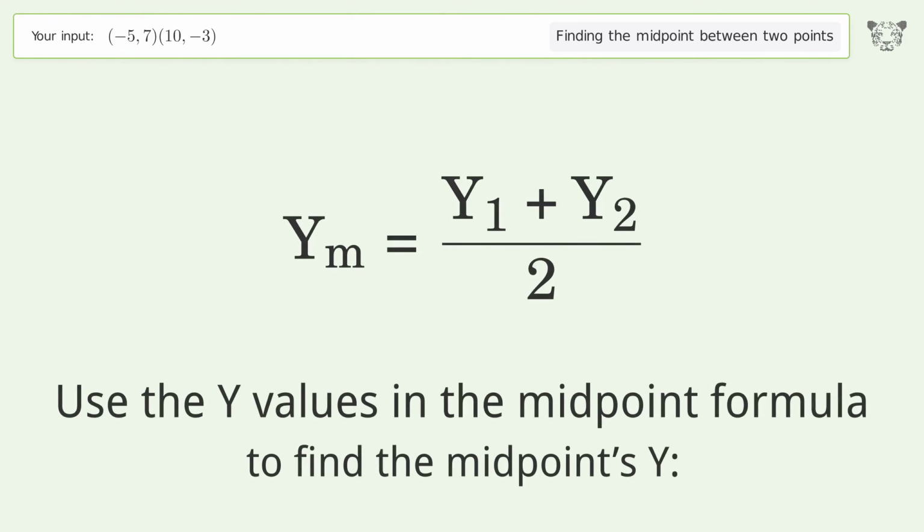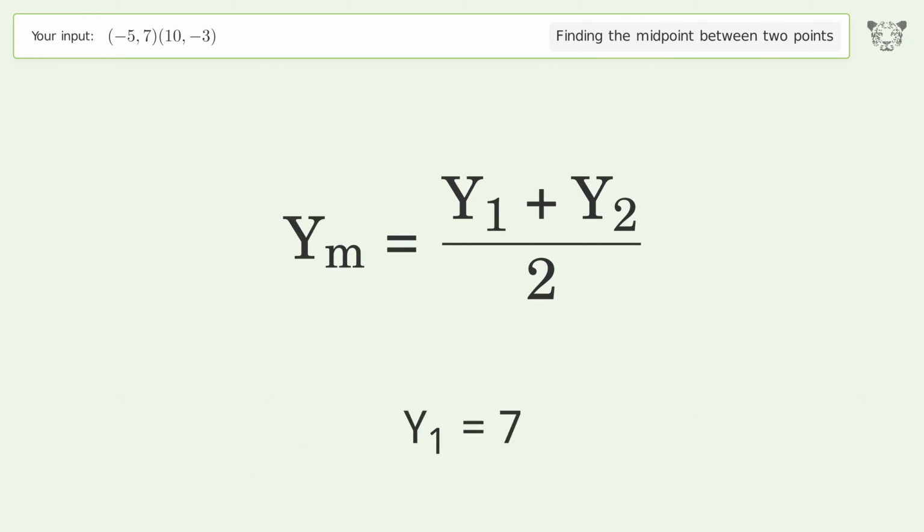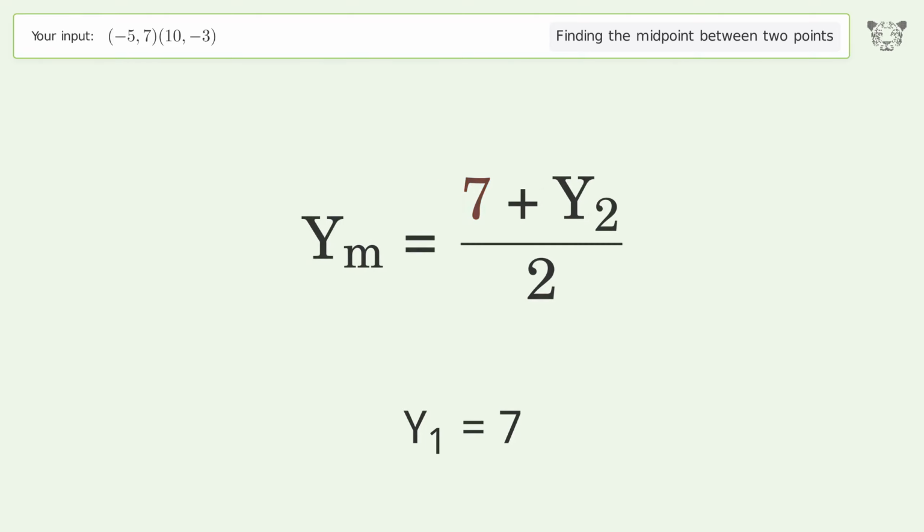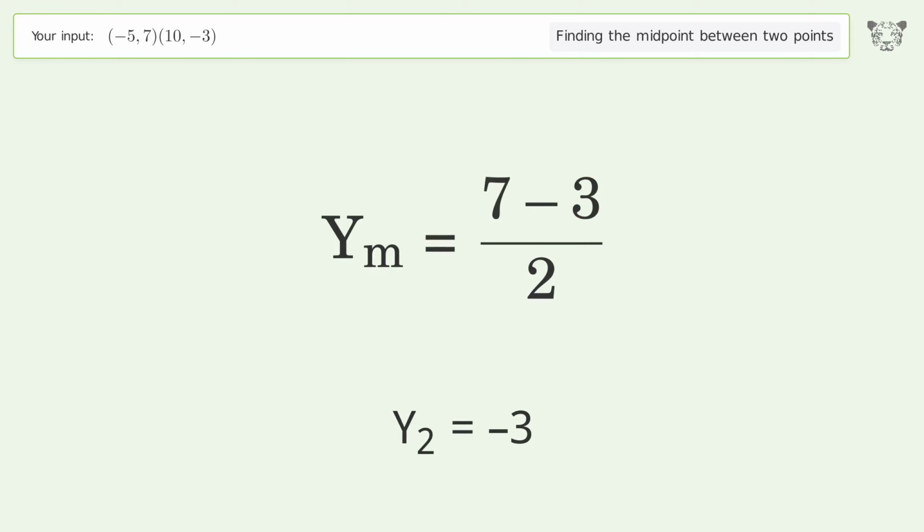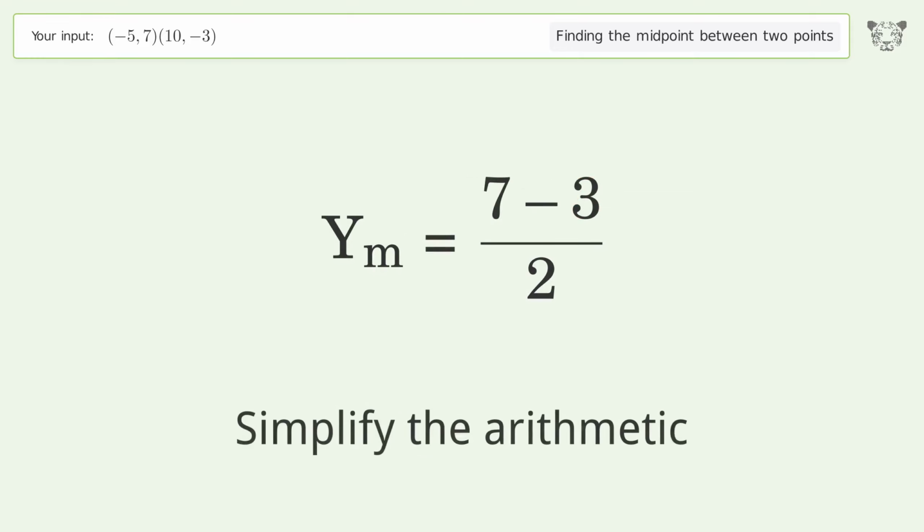Use the y values in the midpoint formula to find the midpoint's y. y1 equals 7. y2 equals -3. Simplify the arithmetic.